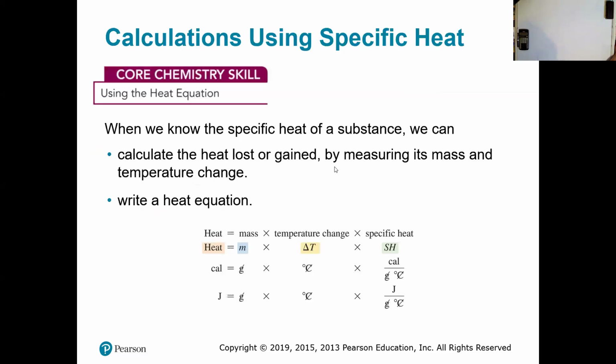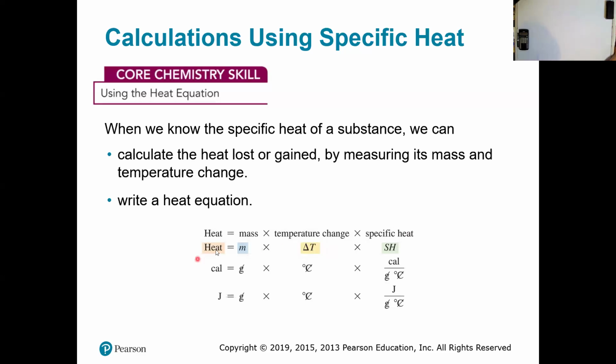Now the equation that we've looked at before, but we didn't know what it meant earlier, the equation where our specific heat sort of comes from is called the heat equation. The heat equation allows us to look at the temperature change that a substance is undergoing and figure out how much heat that temperature change costs. So our heat equation is written out like this. Heat equals the mass of the substance times the temperature change that happened to it times that substance's specific heat. All right, that's what your heat equation is.